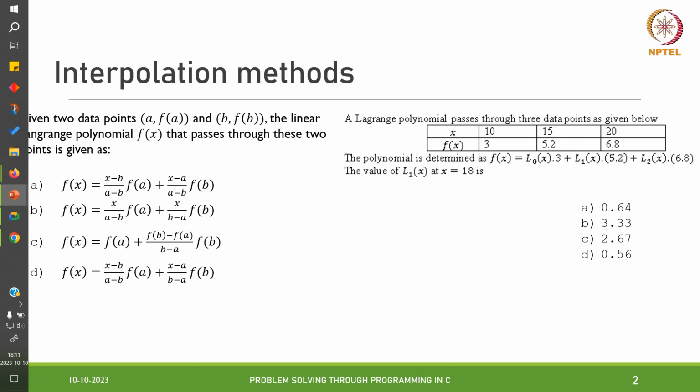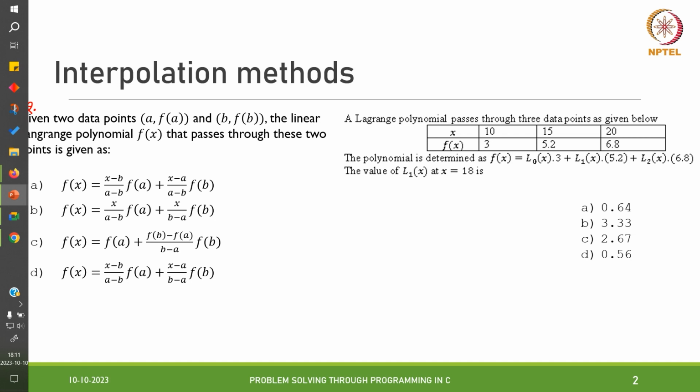Are you able to see the questions properly? Okay, so let's look at the first question. It's about the Lagrangian interpolation method. Given that we have two data points, f of a and f of b, what would be the linear Lagrange polynomial f of x that passes through these 2 points? So this is a direct question.